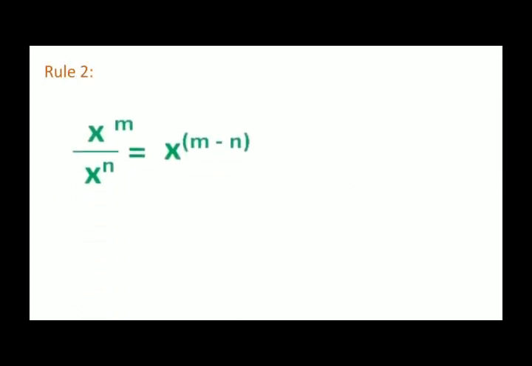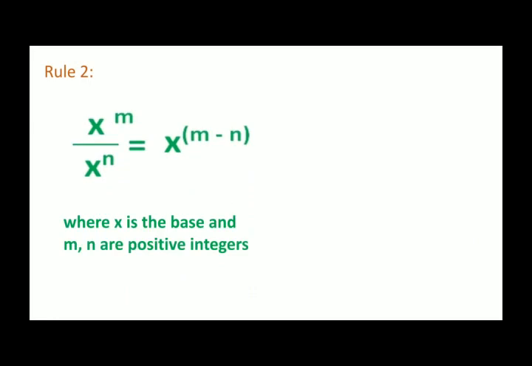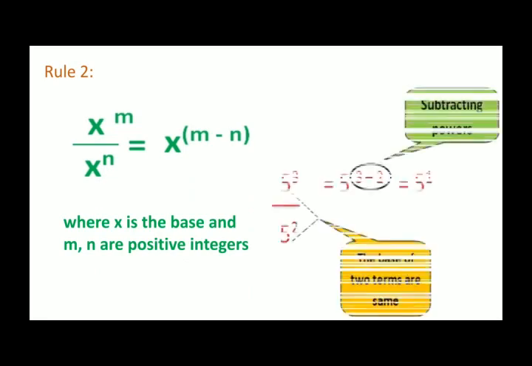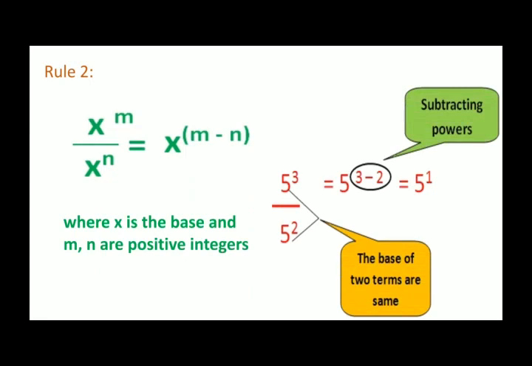The second rule is x power m divided by x power n is equal to x power m minus n, where x is a base and m and n are positive integers. So in case of division, you just have to subtract their powers. For example, 5 power 3 divided by 5 power 2. Here the base of the two terms is the same, which is 5, so you just have to subtract the powers, which is 3 minus 2, so your answer is 5 power 1.